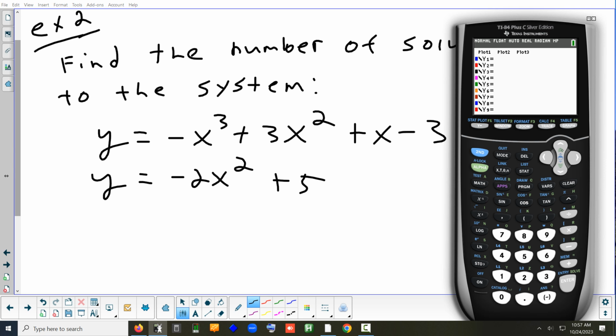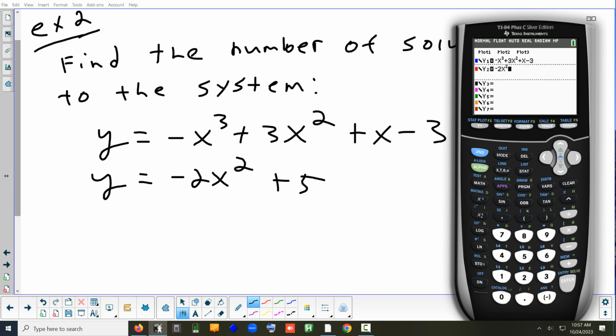And what about the bottom one? 2nd degree polynomial, or quadratic. Okay, so we got -x cubed plus 3x squared plus x minus 3. So a cubic and a quadratic, they could cross. A lot of different things could happen there.